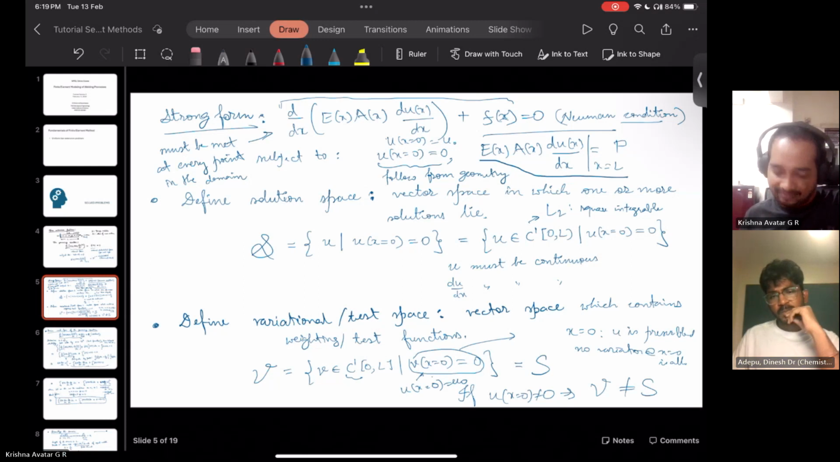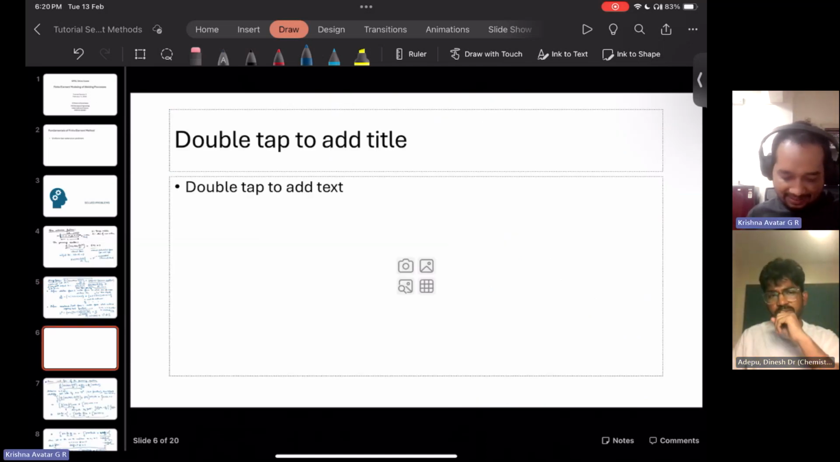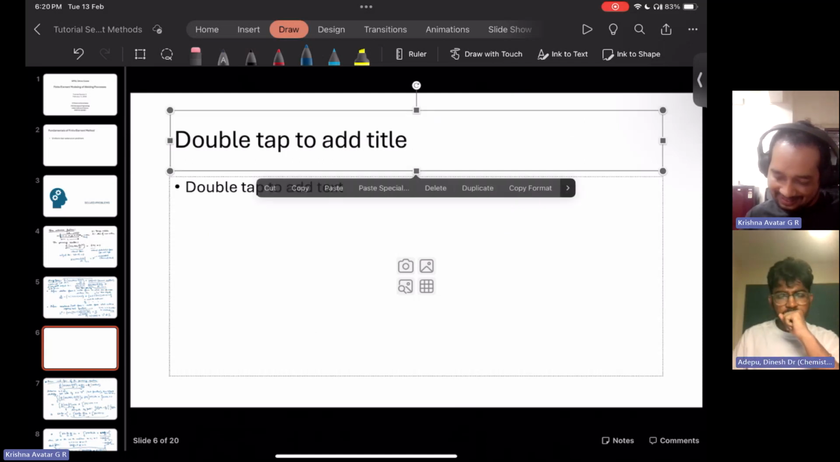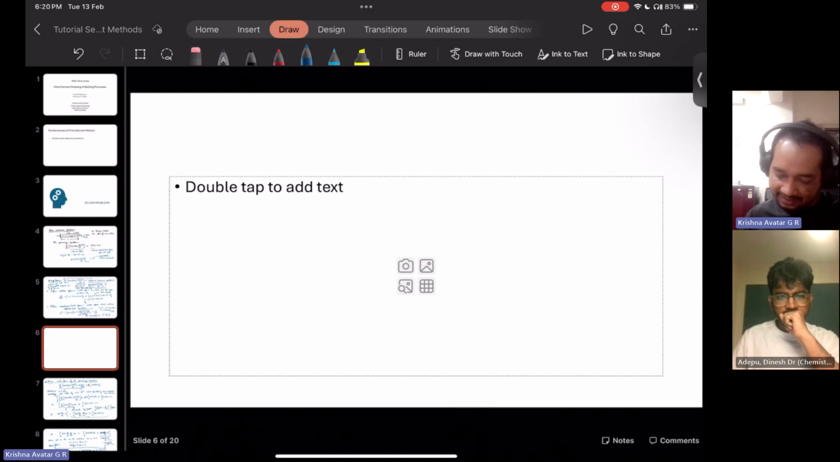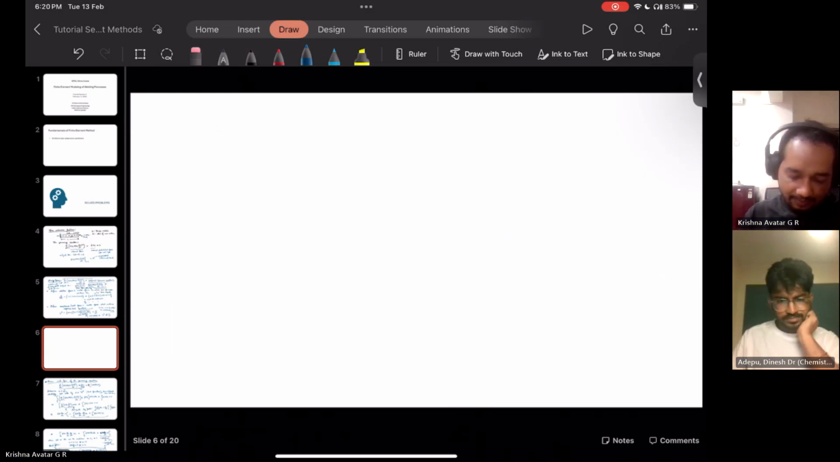Why can't I just have a test space where my test function v at x equal to 0 is equal to something nonzero? Do you have any argument for that? Okay, let me take a brief digression to introduce the concept of variations, the calculus of variations.